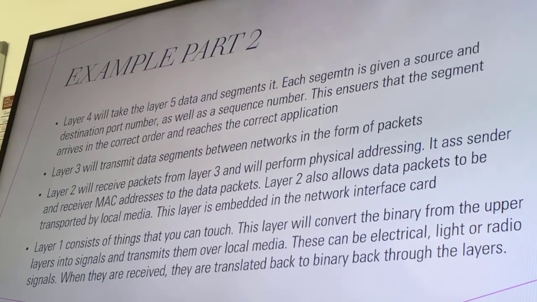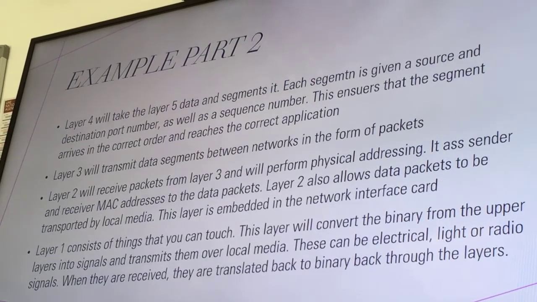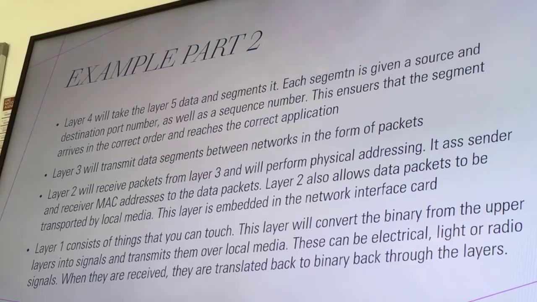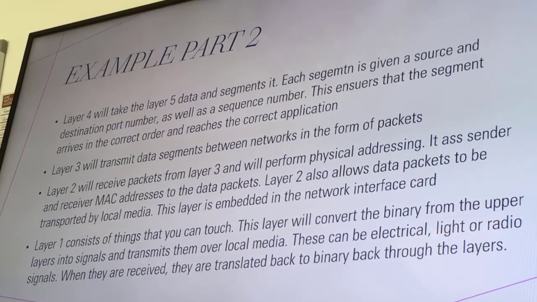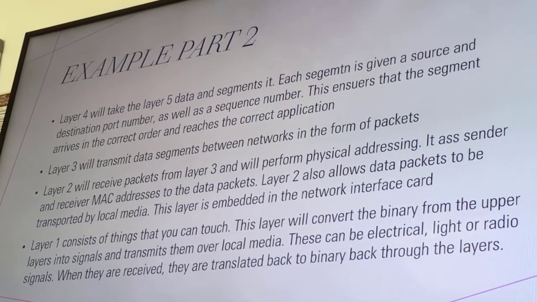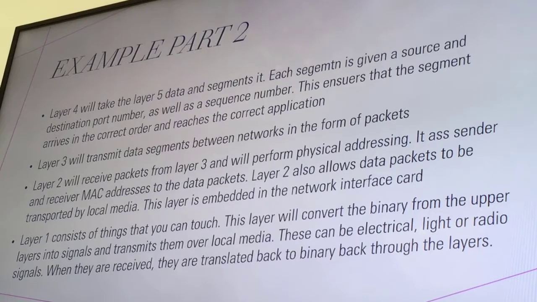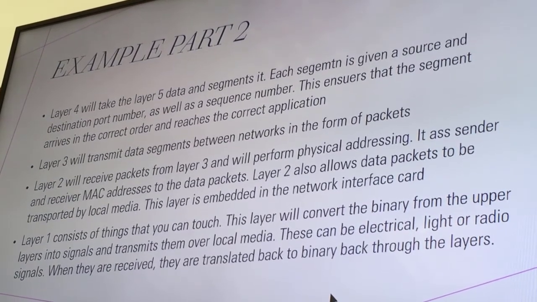Layer 2 will receive the packets from Layer 3 and will perform physical addressing. It sends and receives MAC addresses to the data packets. Layer 2 also allows data packets to be transported by local media. This layer is embedded in the network interface card. Layer 1 consists of things you can touch. This layer will convert the binary.